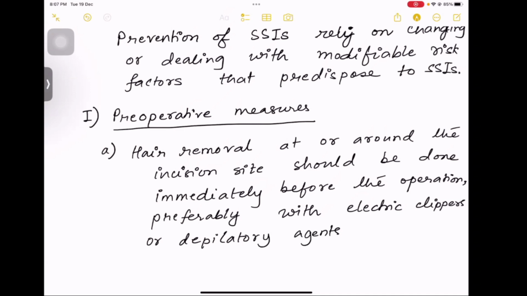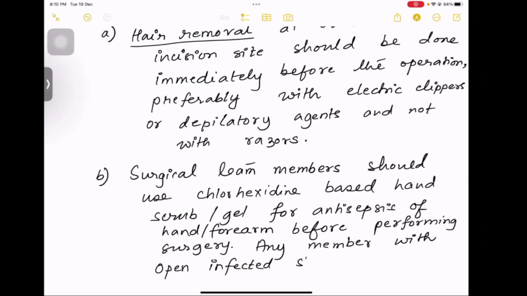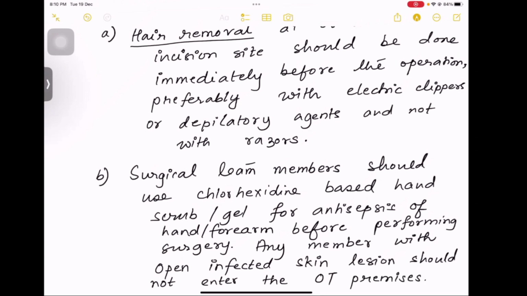Under pre-operative measures, 1 is hair removal at or around the incision site. This should be done immediately before the operation, preferably with electric scissors or depilating agents and not with razors. Second, the surgical team members should use chlorhexidine based hand scrub or gel for antisepsis of the hand and forearm before performing the surgery. So surgeons should also be careful. Any member with open infected skin should not enter the OT premises. And this is a very important thing because surgeons are performing surgery, so they have to maintain the aseptic conditions themselves.